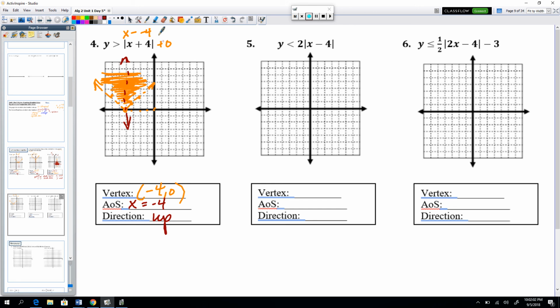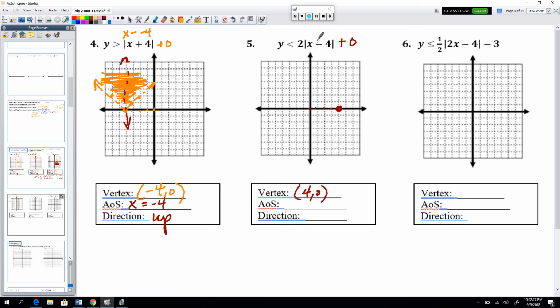Let's take a look at number 5. Once again, there's no up-down shift. There's just a left-right shift. For this guy, it's handing it to us in x minus h format. So we can go ahead and say, all right, you're starting at 0. Go right 4, 1, 2, 3, 4. My new vertex is sitting at 4, 0.